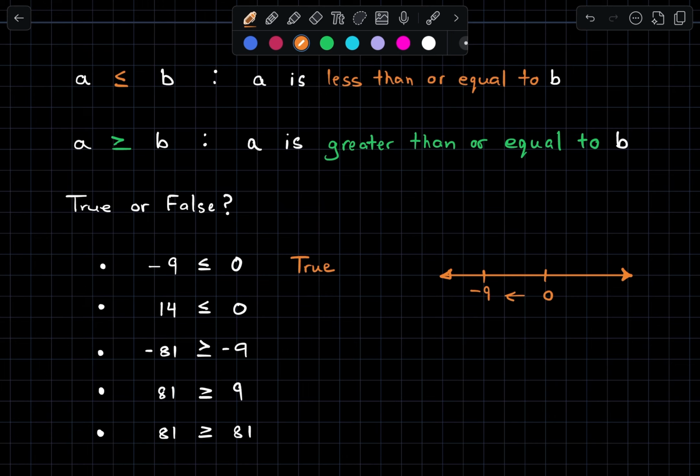Is 14 less than or equal to 0? Well, no, 14 is going to show up on the right of 0. That's false. Is -81 greater than or equal to -9? If we were to plot this, -81 is going to be way off to the left of -9. So it's not greater than, it's much smaller, or less than.